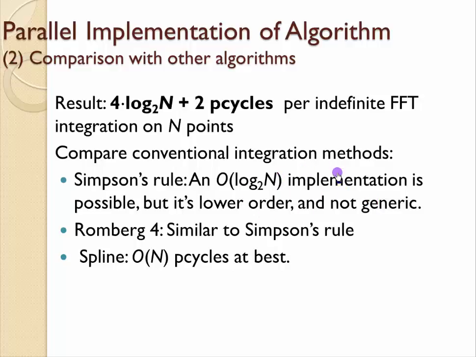Now, Romberg 4 is similar to Simpson's rule, only you do fourth order polynomial interpolation instead of second order. Romberg is actually a significant improvement over Simpson, but the same objections apply. It's still lower order and it's still not generic. Now, if you do spline integration, that's actually a lot worse because you're doing an n by n matrix multiply. So that's order of n squared operations at best. So spline is just not in the running. And you'll see that in the slide shortly.